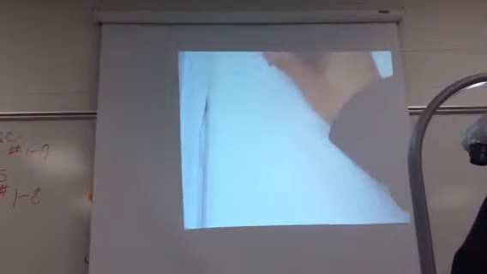I'm going to go with f of x equals 2x squared minus 4x plus 3. All right? Now, I want to find the first derivative here. So what is the first derivative?